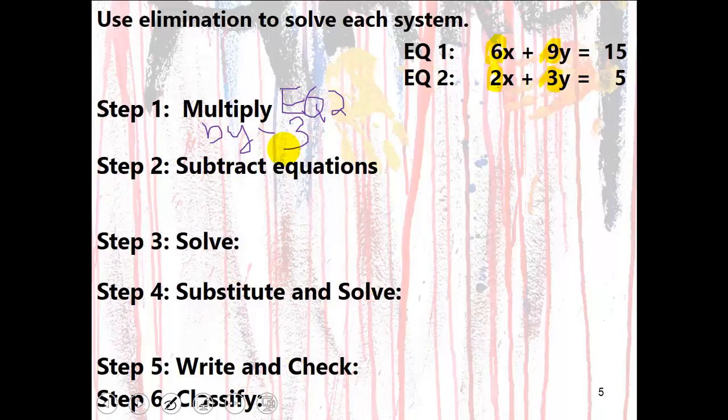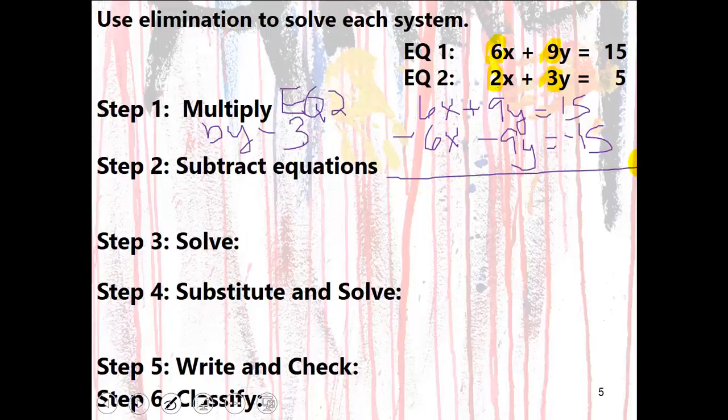All right? So equation 1 is, this is still equation 1, 6x plus 9y equals 15. I'm just copying that down, keeping things orderly. And now I'm going to multiply equation 2 by negative 3. That's going to give me negative 6x minus 9y equals negative 15. And now I'm going to add these.